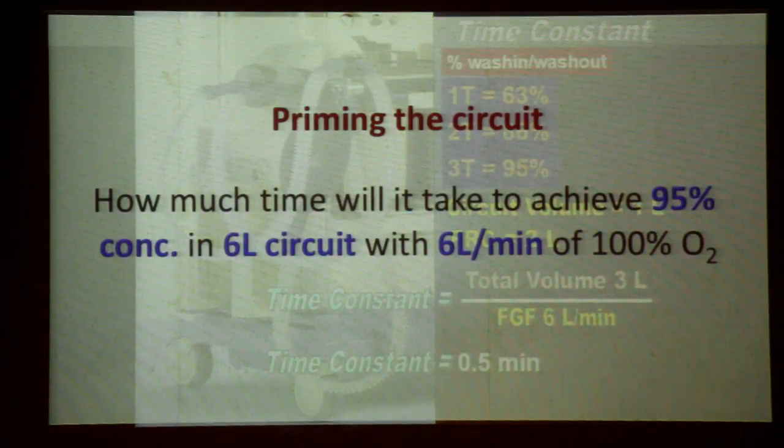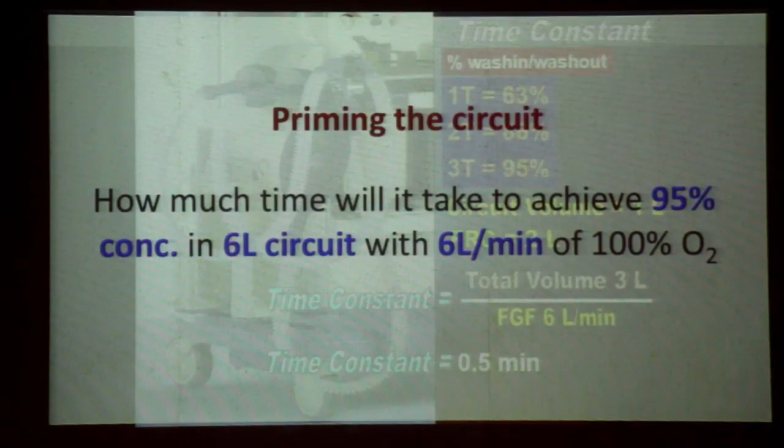So I am asking you a question now. Suppose I want to prime the circuit. How much time will it take to achieve 95% concentration in a 6 liter circuit with 6 liters per minute of 100% oxygen? 3 minutes. Correct? So one time constant is 1 minute, which will give you 63% concentration. If you take 2 minutes, it will be 86%. And if you want to have 95% concentration, you will require 3 minutes.